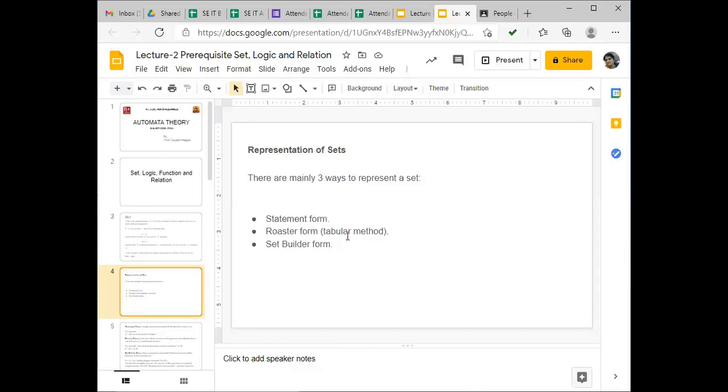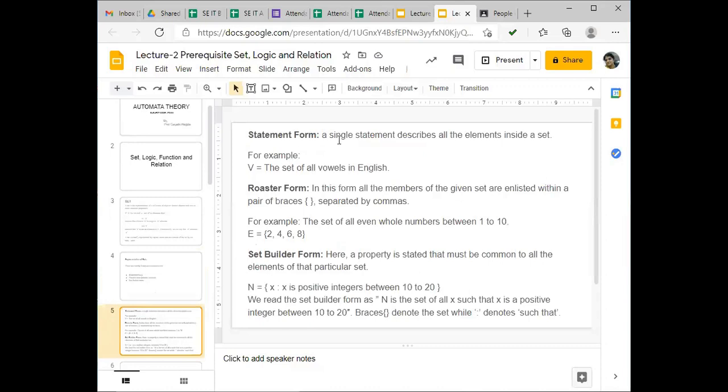Okay, so how to represent a set? There are three ways. One is statement form, that is English form. Next is roster form, that is, what exactly the elements are. Or give the actual definition of the set, that is set builder form. We'll see what it is. Statement form: just write it as an English statement, like the set of all vowels in English. That's all. Okay, that is statement form.